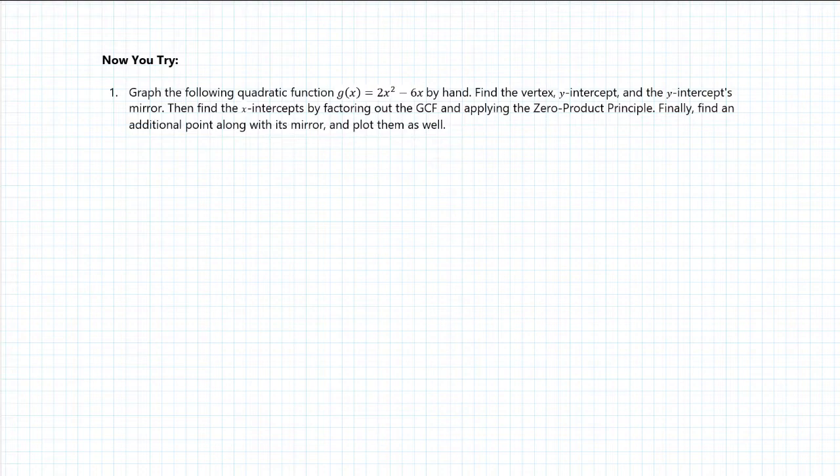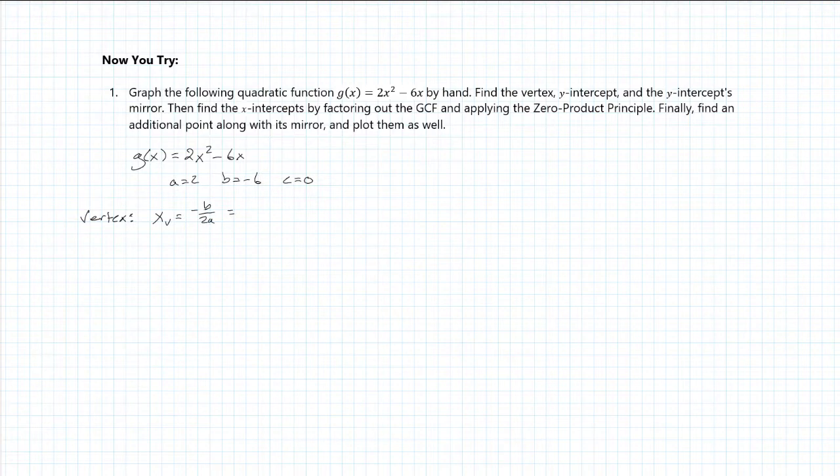So let's go ahead and start with the vertex as is asked here. Let me just note the function g of x equals 2x squared minus 6x. We have an a value of 2, a b value of negative 6, and a c value of 0. So for this vertex, we want to use that little formula, negative b over 2a is the x value of the vertex.